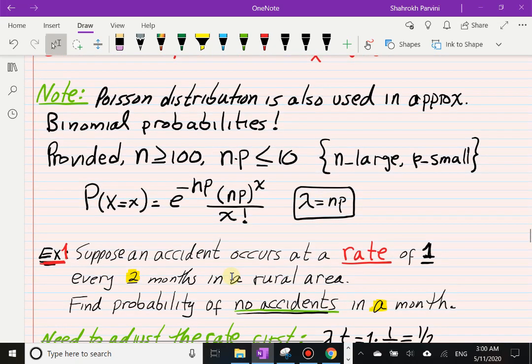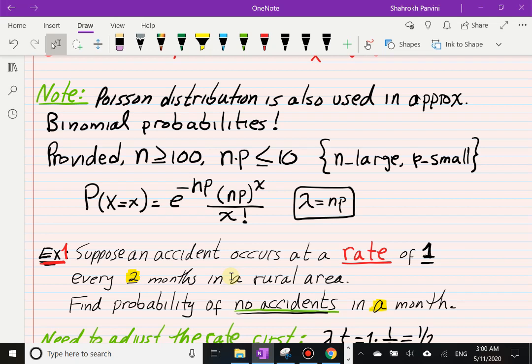Now here I have 3 examples we're going to go through, and on the third example we actually look at the distribution in Minitab, and so on. So in our first example, suppose an accident occurs at a rate of 1 every 2 months. Notice how rare that incidence is. 1 every 2 months in a rural area. We want to find the probability that there will be no accident in a month.